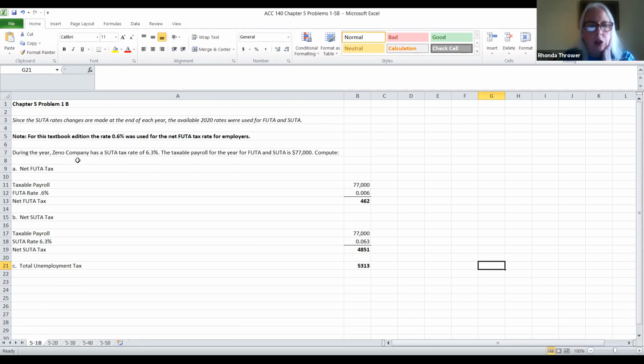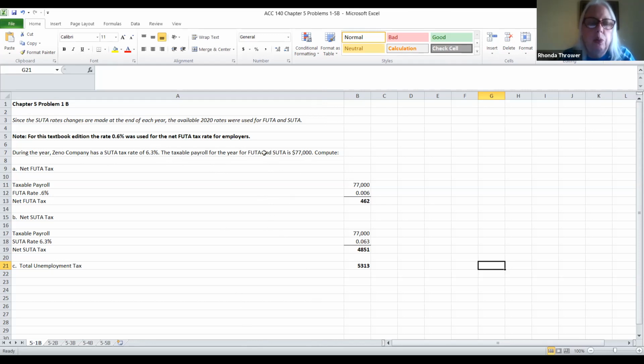For this particular company that we're going to be working on, the Zeno company, we have a state unemployment tax rate of 6.3%. Now, they didn't tell us which state they were operating in, but they just gave us the state unemployment tax rate. The taxable payroll for the year for both FUTA and SUTA is $77,000.